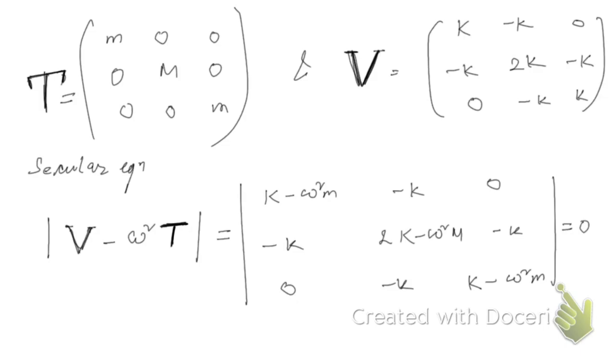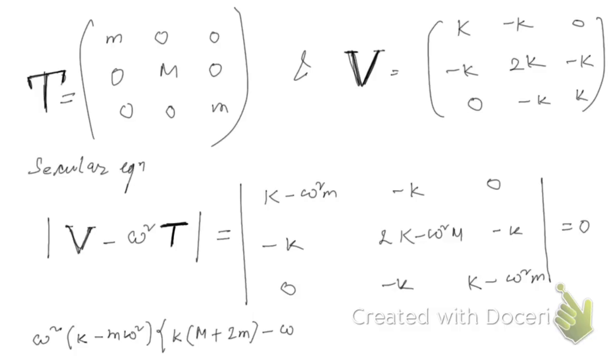This is called the secular equation. And from this, if you use the determinant, hope you know how to simplify this, then evaluating it gives you an equation: omega square into K minus M omega square, into K capital M plus twice small m minus omega square capital M small m, is equal to 0.